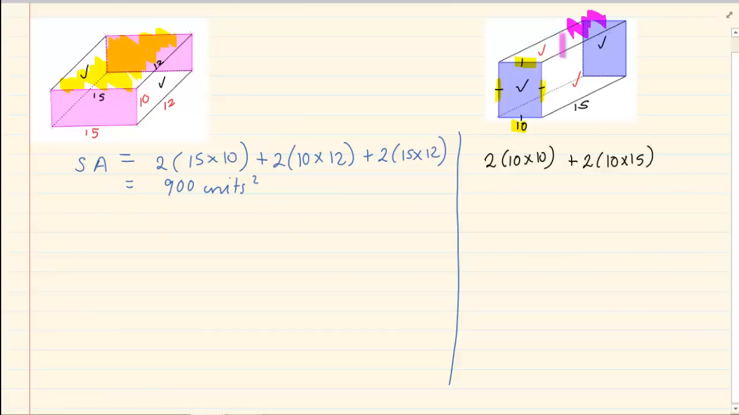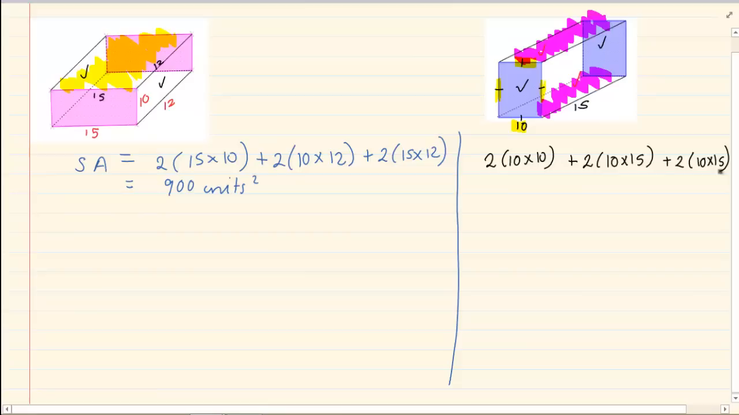Now look at the top and the bottom. It is also going to be 2 into 10 times 15. Why? Because all 4 sides are equal. But what you must remember is, as long as you consider all the sides, you are going to cover the correct work. Then you can press it into your calculator, which is equal to 800 units squared. So if you look at the surface area of a rectangular prism and a square base prism, they are the same. Now how do we calculate volume?